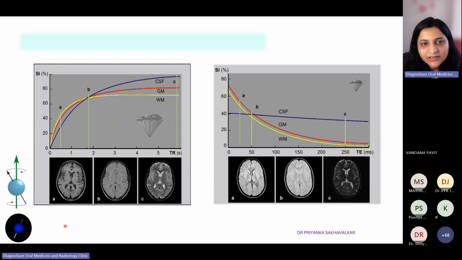And when we are talking about T2, this is T2 decay. The CSF is showing a very slow process. That's why it stays bright. This is gray matter and white matter. White matter decays very fast. This is the graph. Since they all have different T1, T2 times, for each tissue we can see the contrast and we can identify each structure.